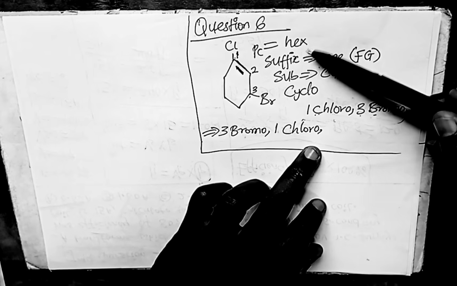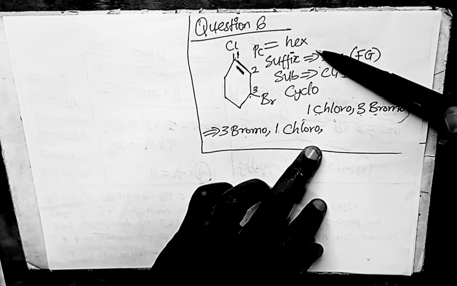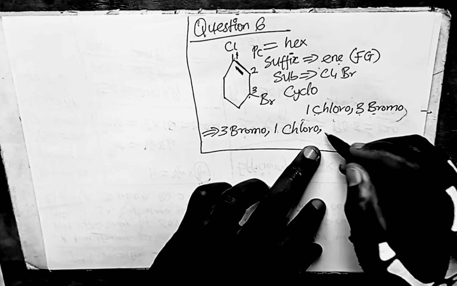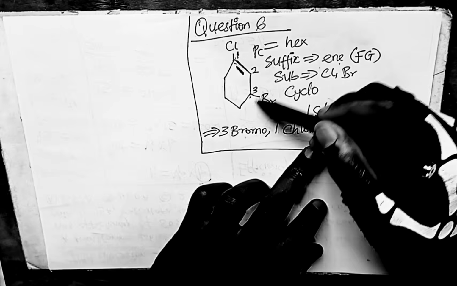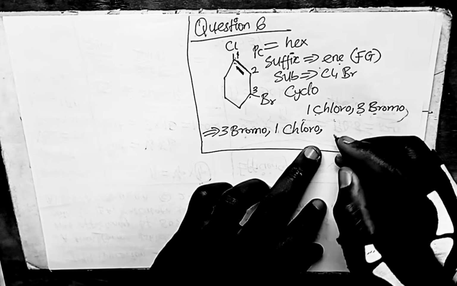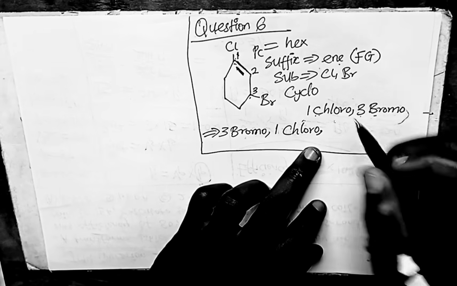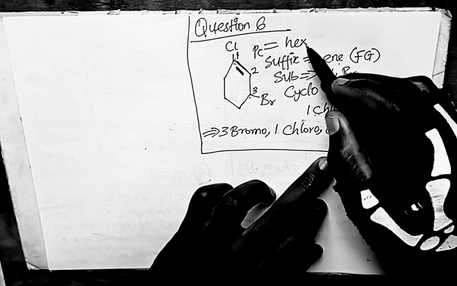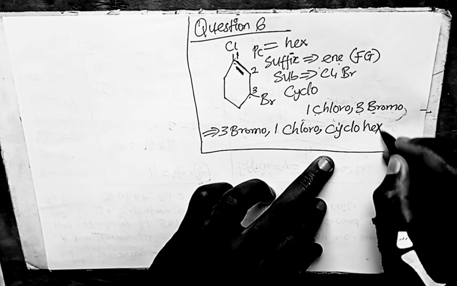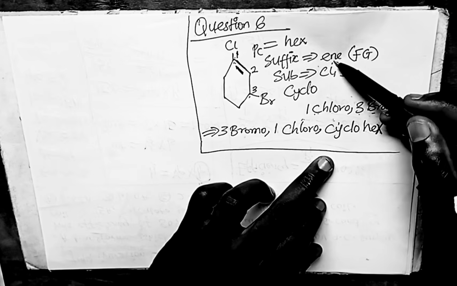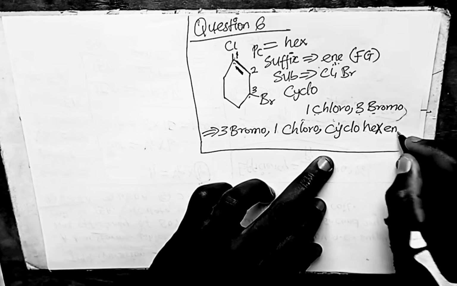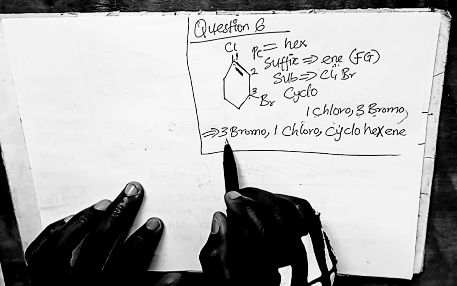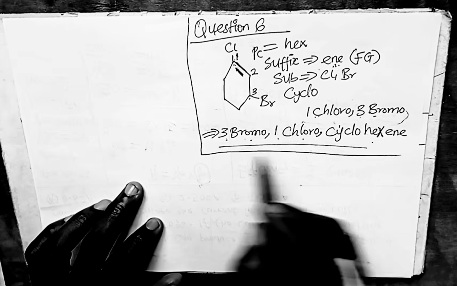The parent's name, or the parent chain, is hex. Okay, because it's a circular compound, we are going to indicate it: cyclo, hex. Then this one, the suffix, that's the ending, ene. So the name of this compound is 3-bromo-1-chlorocyclohexene.